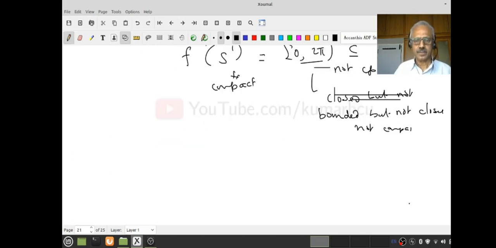Okay, right? Therefore, not all continuous bijections are homeomorphisms. That is what you have to learn. So, what is the moral?